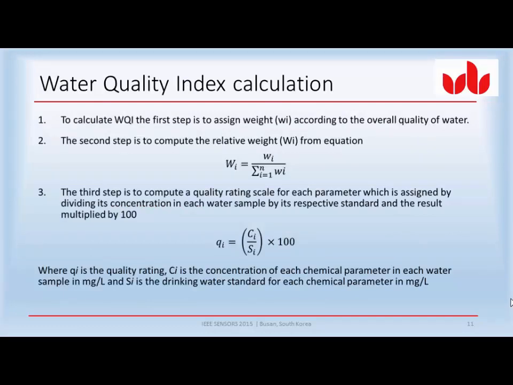So if you're doing a water quality index calculation, first of all, we have to assign weights and then compute the relative weights. And then after that, we have to calculate something which is called a quality rating, which depends on the concentration of each parameter and the standard value for each parameter. So I will not dwell a lot on the mathematical details. This you can find in the paper.